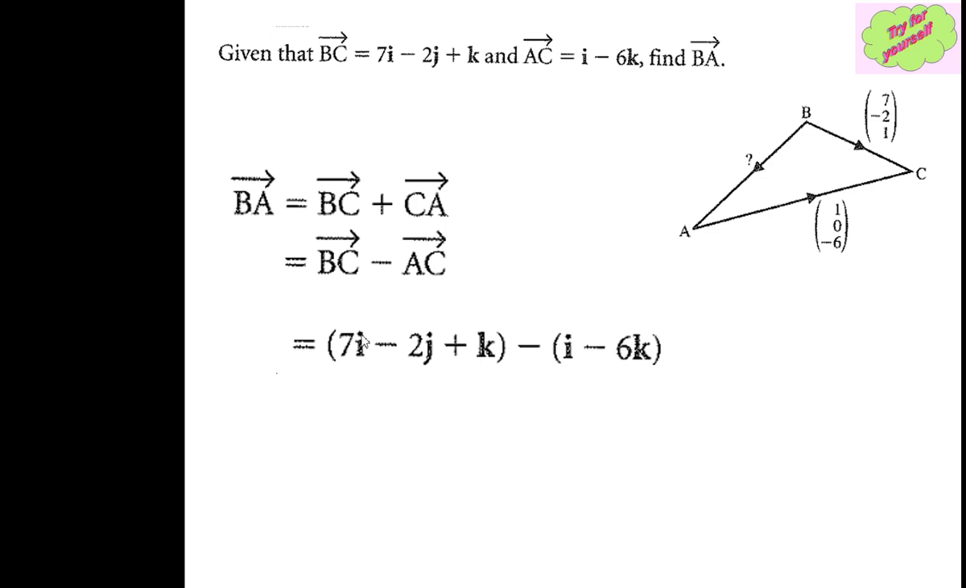What would that be? 7i minus i. What is it? Minus 2j. Don't add anything else to it. Plus k minus negative 6k gives you the 7k. If you didn't put the brackets around here, you would by accident instead get negative 5k. The brackets around here are absolutely crucial, or else you wouldn't realize that this would be minus minus. So BA equals 6i minus 2j plus 7k.